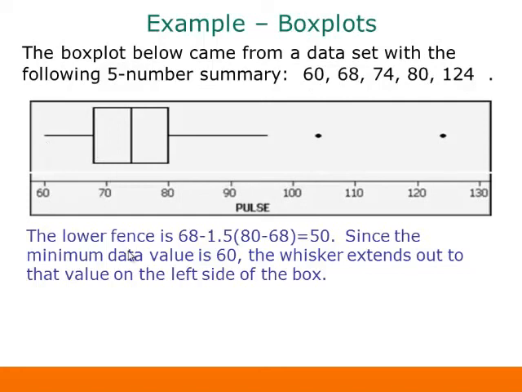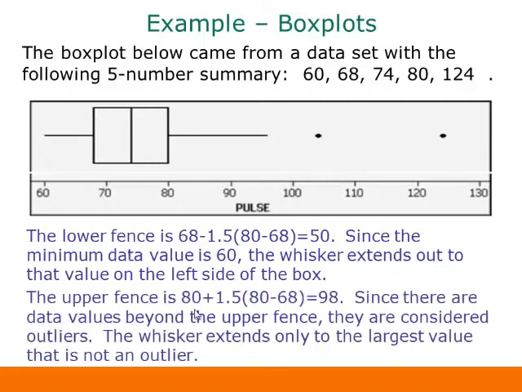Now for our upper fence, we take Q3, which is 80, plus 1.5 times our interquartile range, and we get 98. So our upper fence is about right here. Again, we can see from looking at our 5-number summary that we must have at least one data value that's larger than that.